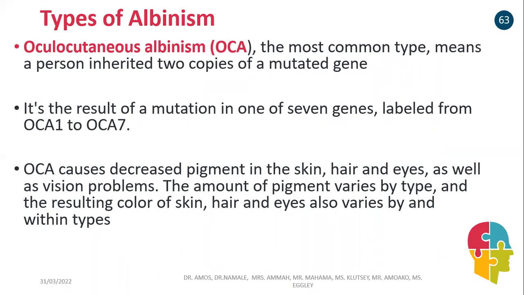Let's talk about the types of albinism. So we have what we call oculocutaneous albinism. It is the very commonest type because the person has inherited two copies of the mutated gene, and it is as a result of a mutation of several genes which are labeled OCA1 to OCA7. What they do is that they cause decreased pigmentation. So your skin doesn't actually have a pigment or a color, and then your hair and your eyes as well. So you are likely to have vision problems.